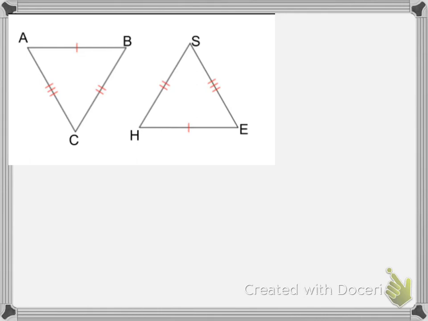So in the first example, I have triangle ABC and triangle EHS, and we're going to determine if each triangle pair is congruent by SSS. If they are, we're going to list the sets of congruent sides. If not, we're going to explain why. So I'm going to get my highlighter here. I have side AB has one tick mark, as does side EH, which tells me that they are congruent. So as of right now, I know that AB is congruent to EH.